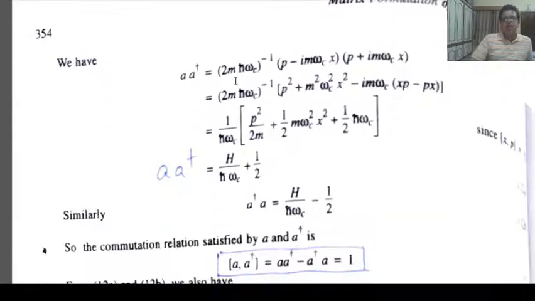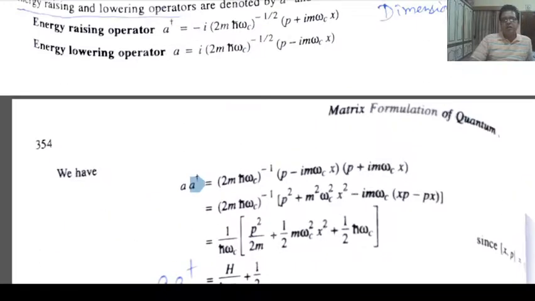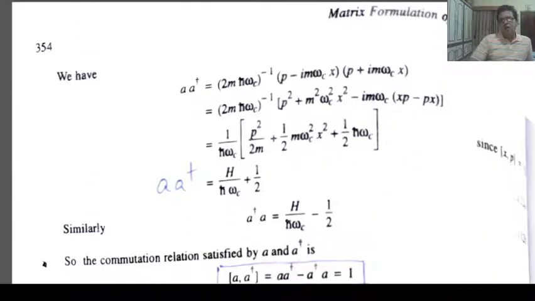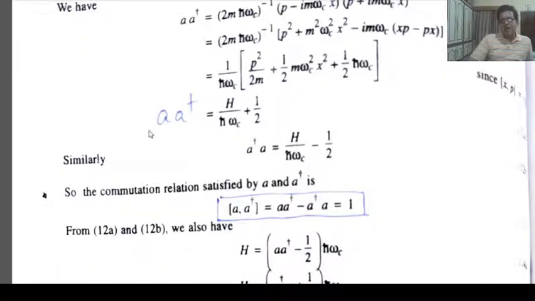From here we can easily calculate A dagger. These are known as the energy raising operator A dagger and the energy lowering operator A. This is A and this is A dagger. You can calculate the commutator of A and A dagger, and we find that A A dagger equals H upon h bar omega c plus half. Similarly, if we reverse the order, A dagger A equals H upon h bar omega c minus half. So the commutation relation satisfied by A and A dagger is [A, A dagger] equal to 1.